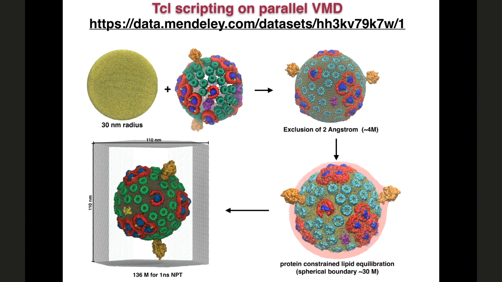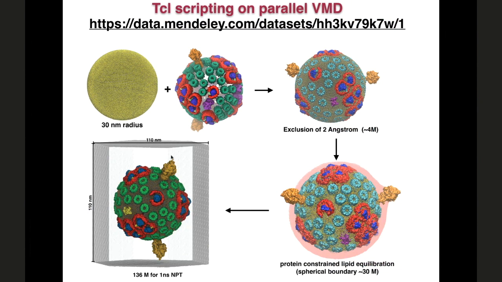Once you have the scaffold made, you want to build a membrane around it. The first thing you do is build a separate lipid vesicle. How to do that is also there in this script. Then you overlay them, and you exclude all the atoms that conflict between the positions of your proteins and your lipids. And then you do a little spherical boundary condition simulation.